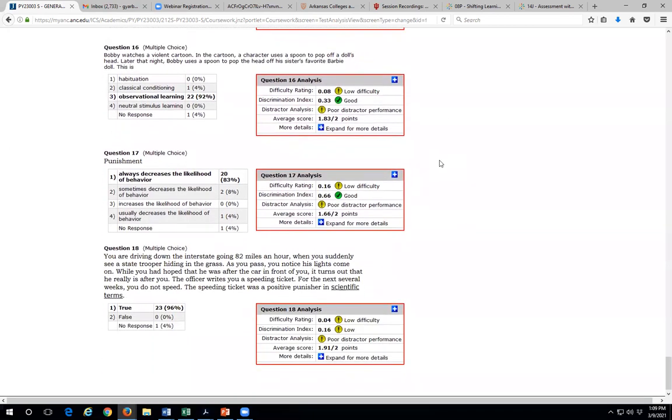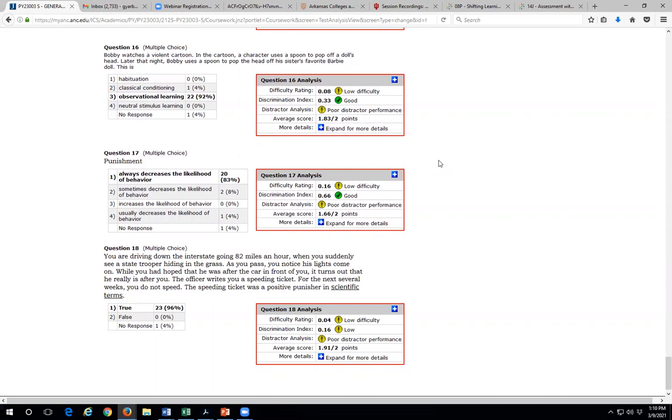Bobby watches a violent cartoon, and the cartoon character uses a spoon to pop off a doll's head. Later that night, Bobby uses a spoon to pop the head off his sister's favorite Barbie doll. This is observational learning. Punishment, this is just a definition, always decreases the likelihood of behavior.